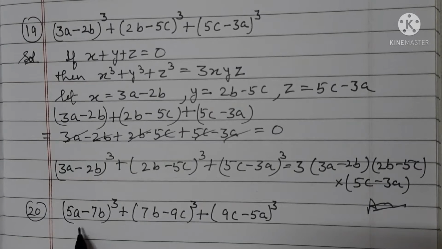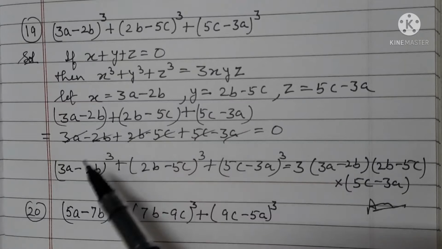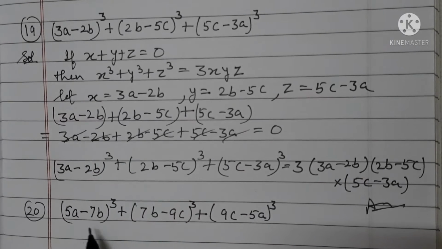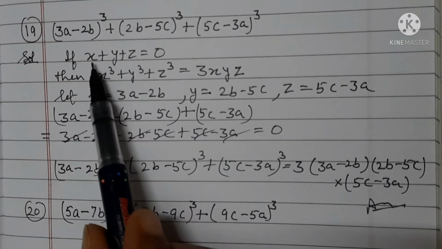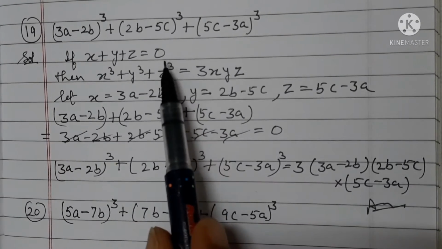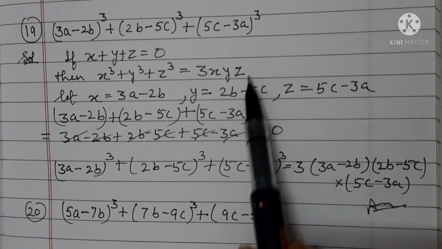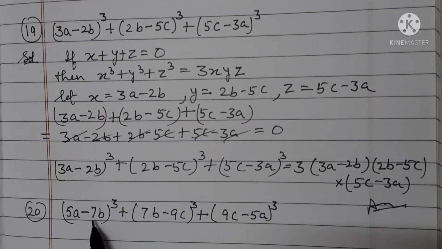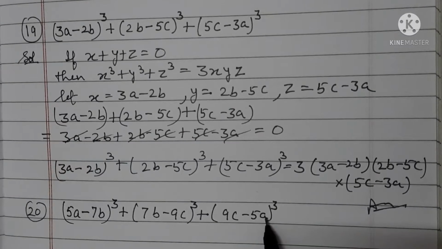See the question number 20. It is the same as question number 19, 18, 17. So what to do? Here we will use the concept: x plus y plus z is equal to 0, then x cube plus y cube plus z cube is equal to 3xyz. So here x is 5a minus 7b, y is 7b minus 9c, and z is 9c minus 5a.